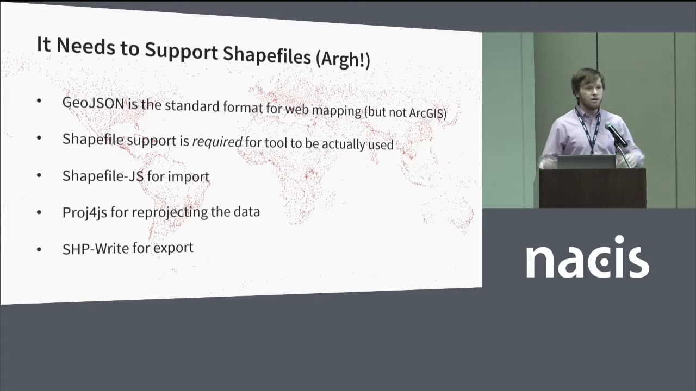Shapefile.js allows you to zip a shapefile in whatever projection you want, and then import it. It'll reproject it to, I think, WebMercator, and it makes it really easy. Proj4.js, again, is just a simple reprojection library, and the SHP write lets you actually export a zip shapefile. And again, just to underscore the significance of that, shapefiles are like 5 different files. They're really not great for the web. So these make it a lot easier.